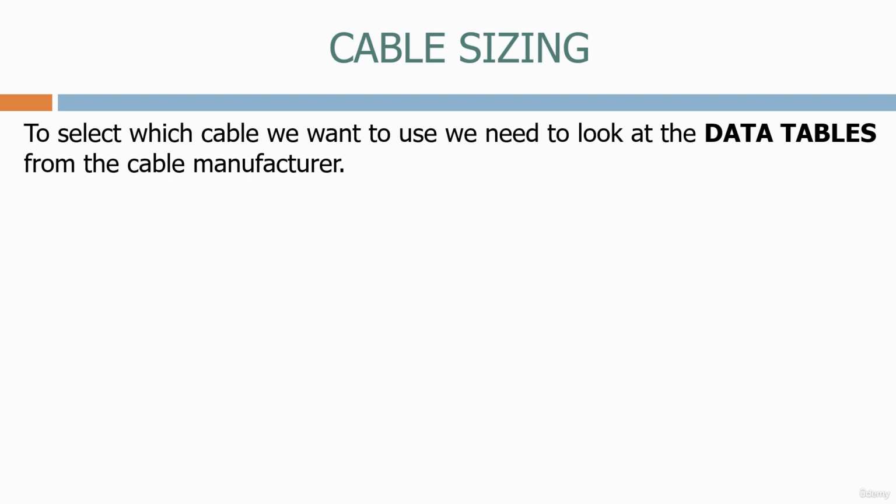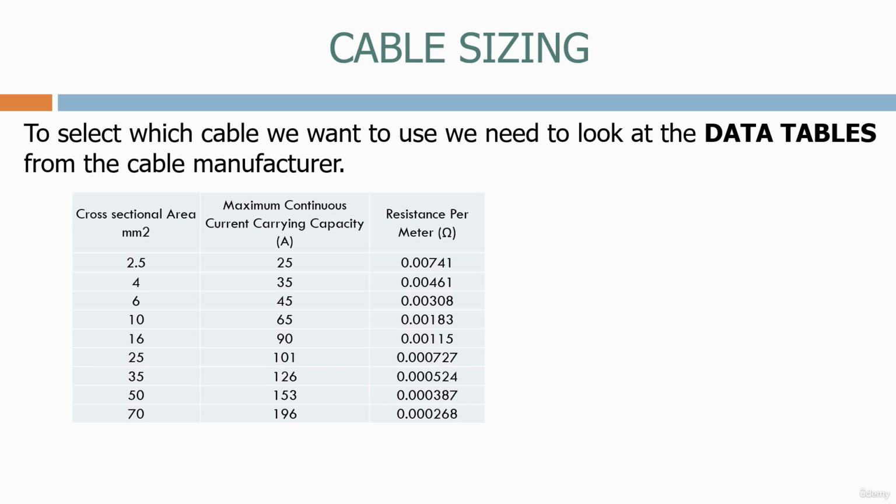To select which cable we want to use, we need to look at the data tables from the cable manufacturer. Here we have a typical cable data table. The table shows the cross-sectional area in millimeters squared, the maximum continuous current carrying capacity in amps, and the resistance per meter in ohms.